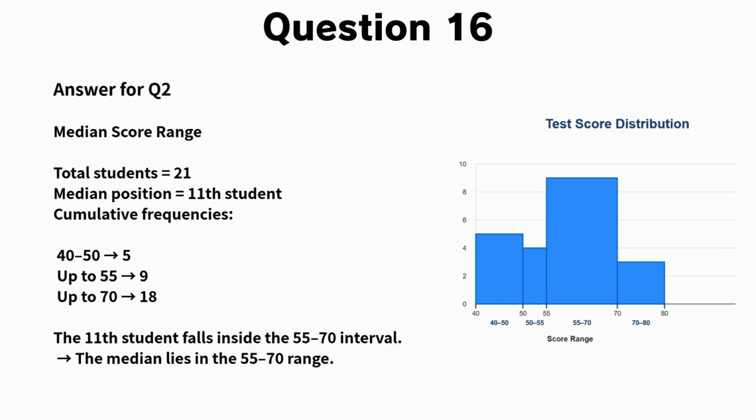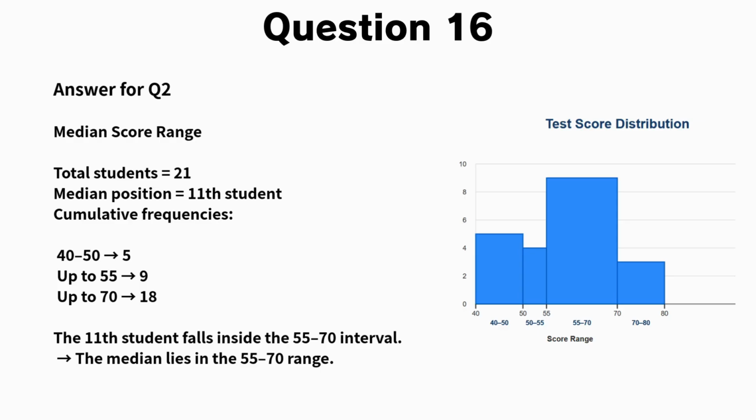The 40 to 50 interval has 5 students, so positions 1 through 5. The 50 to 55 interval has 4 students, so positions 6 through 9. Up to this point, we have 9 students total. The 55 to 70 interval has 9 students, so positions 10 through 18. Since we need the 11th position, it falls within the 55 to 70 interval. Therefore, the 11th student falls inside the 55 to 70 interval, which means the median lies in the 55 to 70 range.